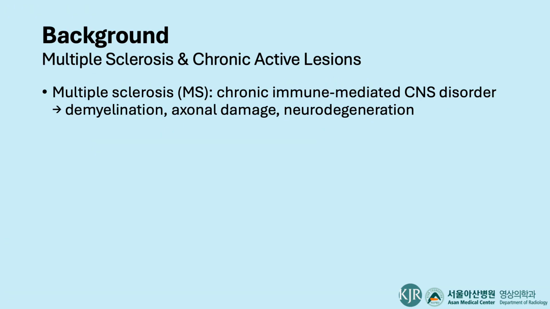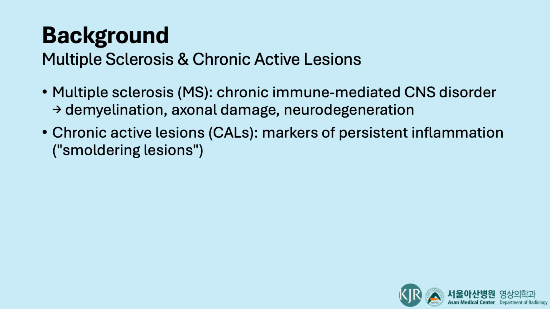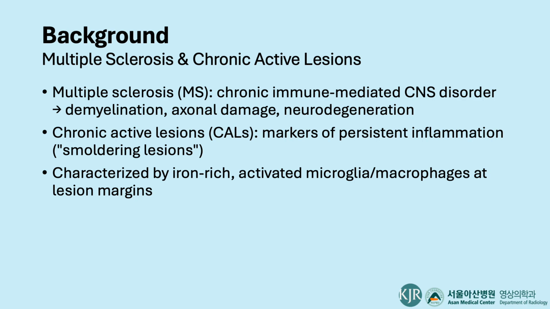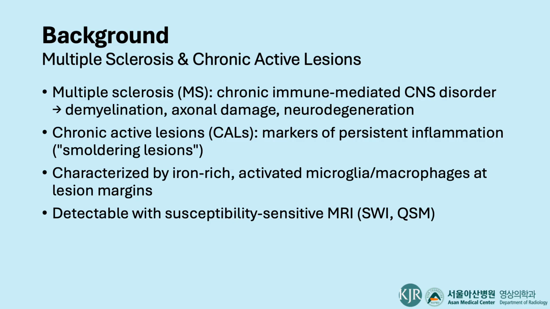Multiple sclerosis is a chronic immune-mediated disorder of the central nervous system that drives demyelination, axonal damage, and progressive neurodegeneration. Among its pathological hallmarks are chronic active lesions, sometimes called smoldering lesions, which are markers of persistent inflammation. These lesions are characterized by iron-rich, chronically activated microglia and macrophages at their margins, and that iron signature is exactly what makes them visible on susceptibility-weighted MRI, including SWI and QSM.